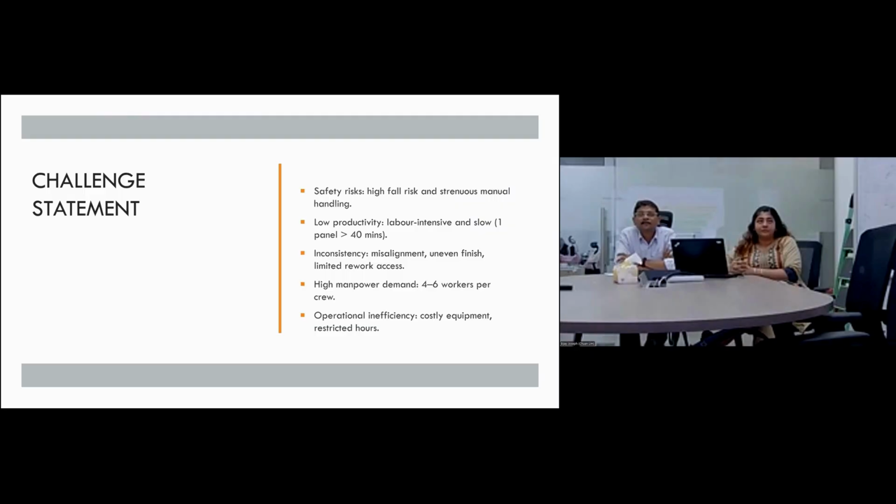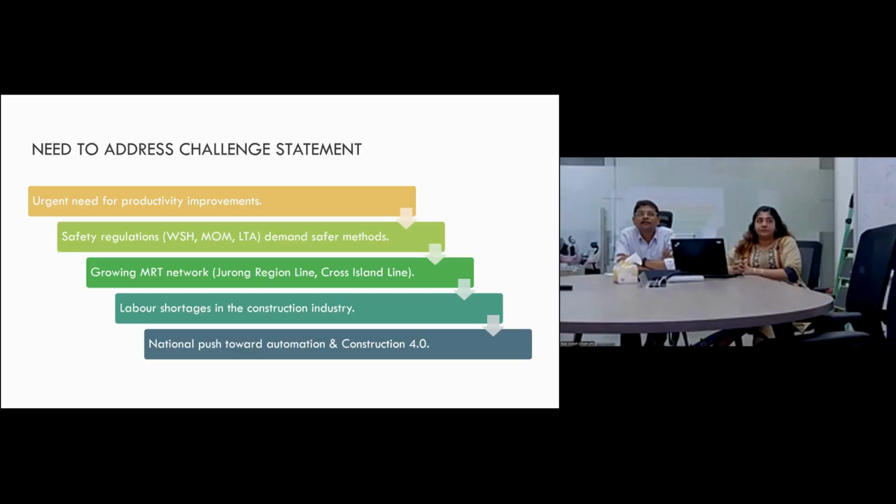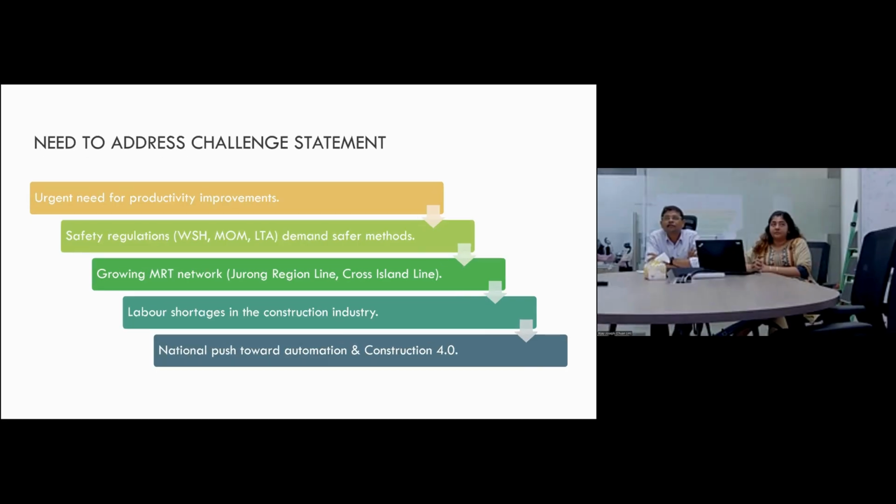So in the challenge statement, we need to address productivity improvements. I would prefer to have just one or two guys operating the system remotely. Obviously, it should meet all of MOM's and LTA's requirements. There's potential for modular growth in this operation because the Jurong regional line is one project which has just started. Then the Cross Island line is coming up, and I'm told there are many other projects on the roads also. If we have an automated system, it should help to address the labor shortages, and we look at something which is automated in construction 4.0.